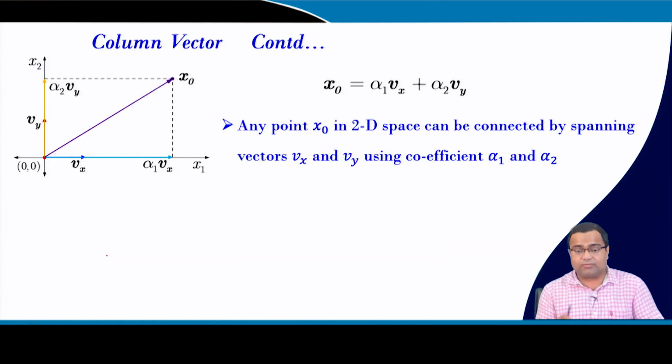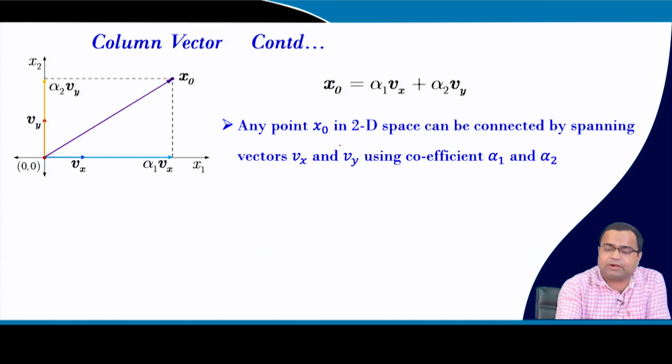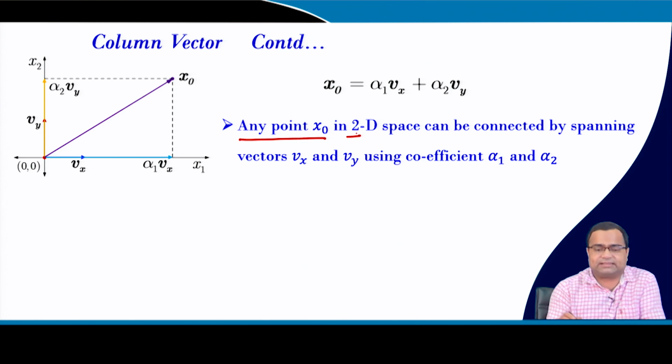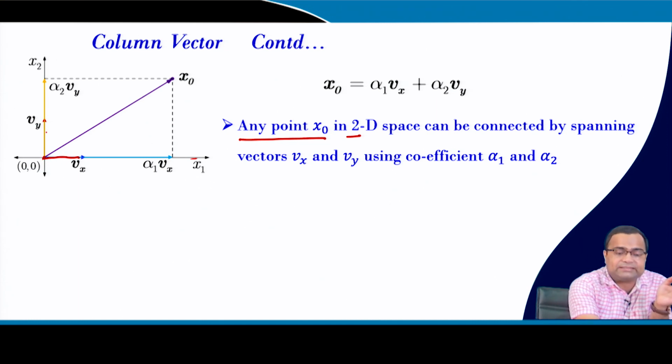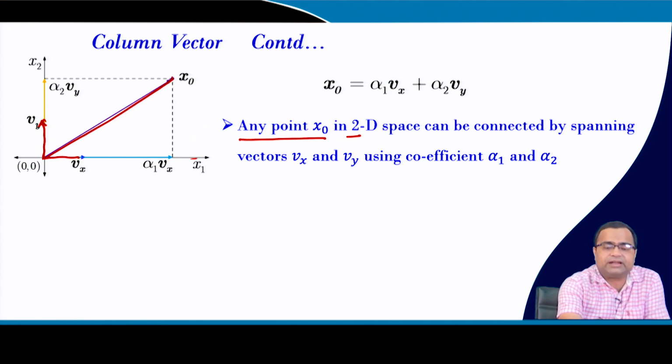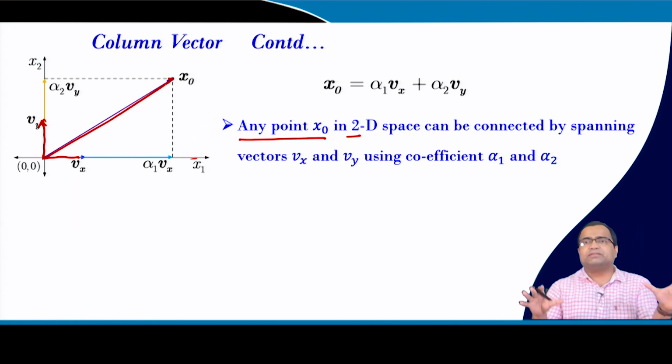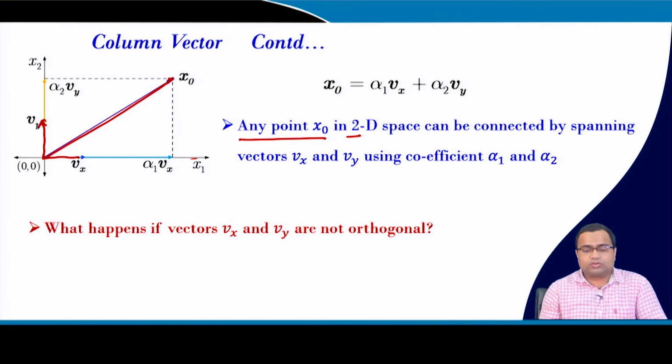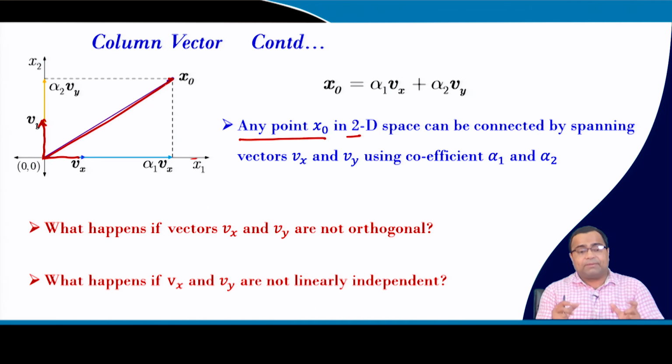So we can get this column vector for any point x0. Any point x0 in the 2-dimensional space, this 2-dimensional plane x1, x2, can be reached by spanning these unit basis vectors. By spanning these basis vectors, we can generate any point in this 2-dimensional plane. Okay? So what happens if the vectors Vx and Vy are not orthogonal? What happens if Vx and Vy are not linearly independent?